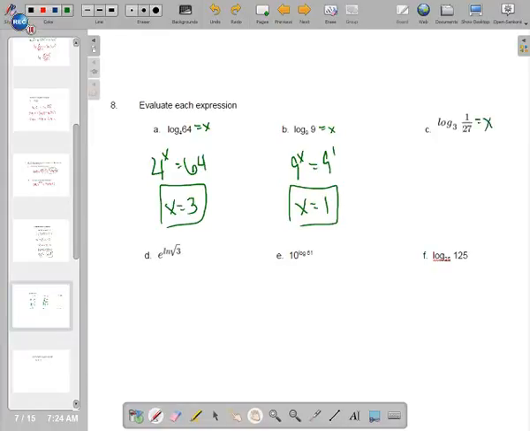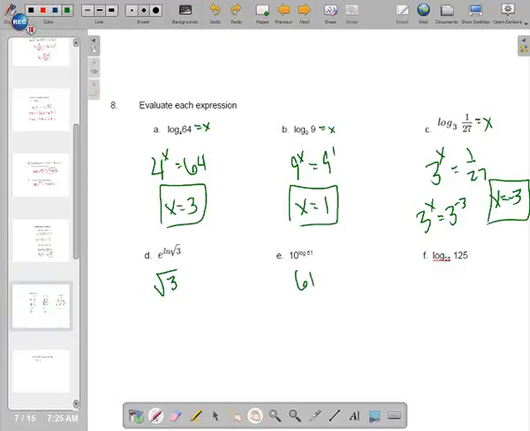Let's see, 3 to the what is 1 over 27. What you have to realize here is that that is 3 cubed, and if it's in the denominator, it's negative 3, so then x equals negative 3. e to the natural log of radical 3. If you take a natural log as an exponent, and I have a base e, those are going to cancel each other out, and I'm just going to get radical 3. Same thing here, if it's a base 10 exponent and a base 10 logarithm, those cancel out, and you just get the argument of the logarithm up there, so 61.